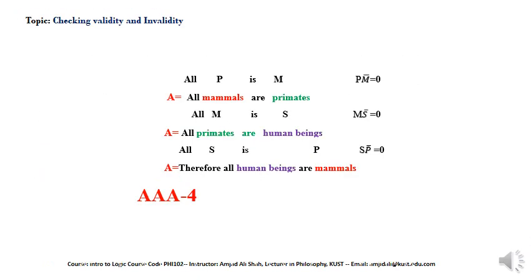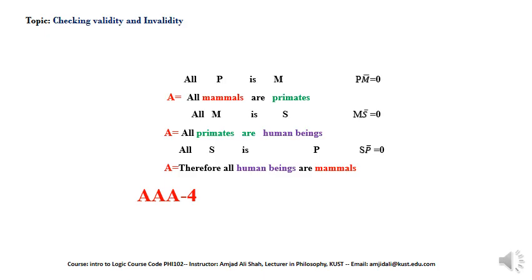Now let's move to the next slide. This is AAA4. All P is M, P M-bar is equal to 0. This is the position of the middle term. All M is S, M S-bar is equal to 0. All S is P, S P-bar is equal to 0. Therefore, all human beings are mammals, this is the conclusion.